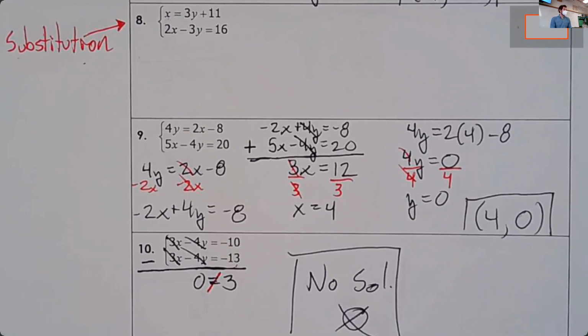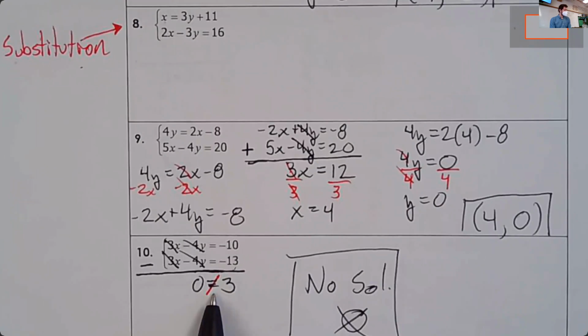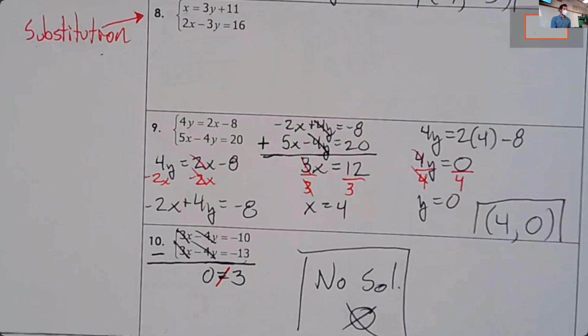So we can still see our special cases like we saw with graphing. And if we were to graph these, they would be parallel lines because parallel lines don't cross. With substitution, it ends up looking like this, where the variables cancel out altogether and you end up with something that isn't true. So these two lines would be parallel. So that's number 10. Nice and quick because the variables are gone with that very first step.